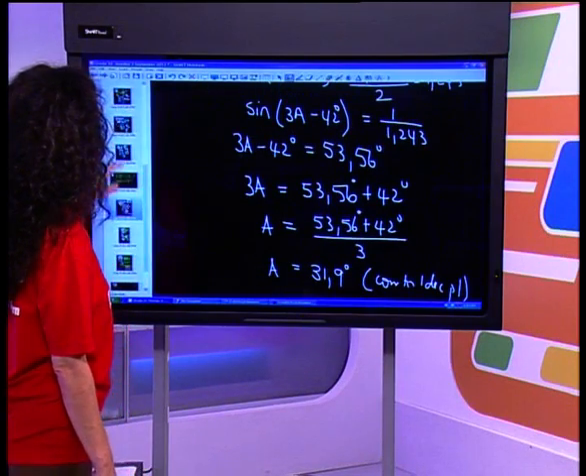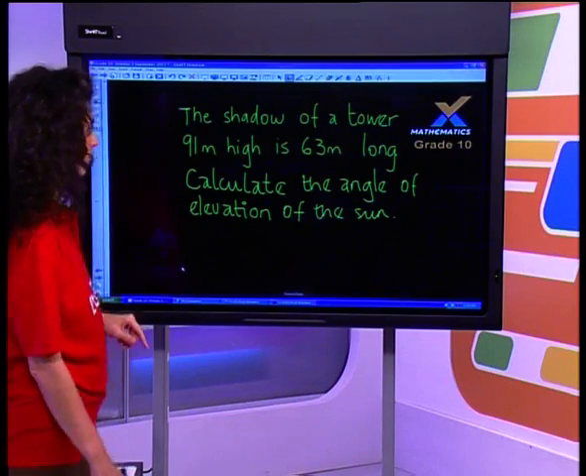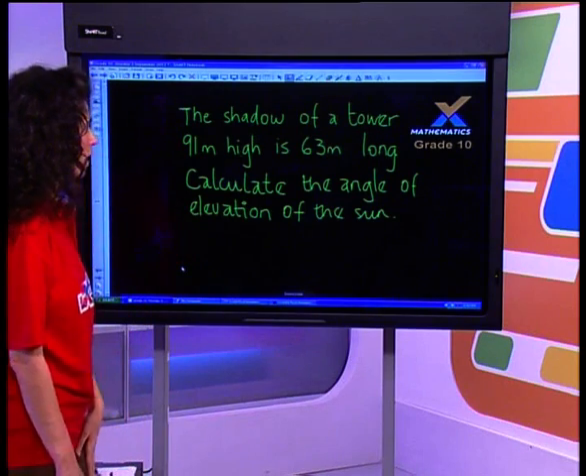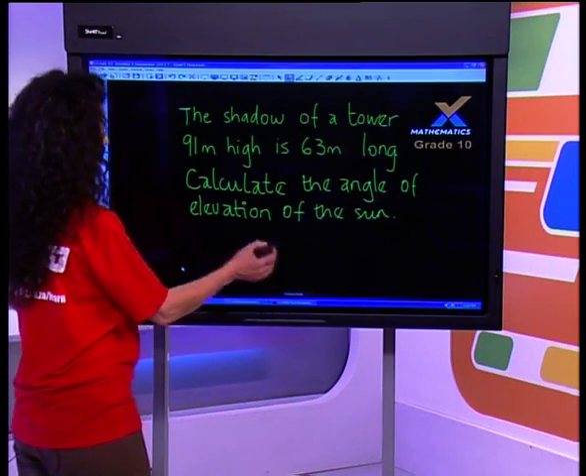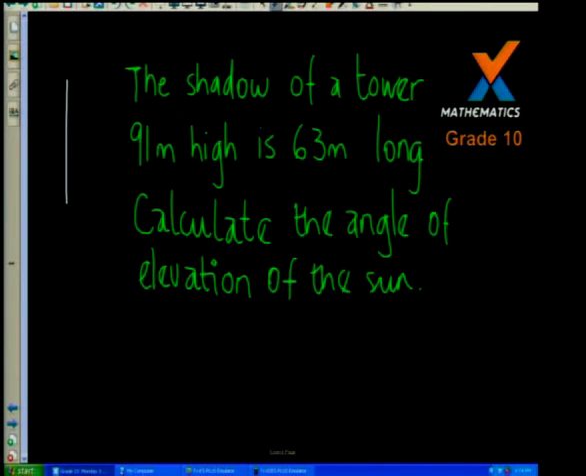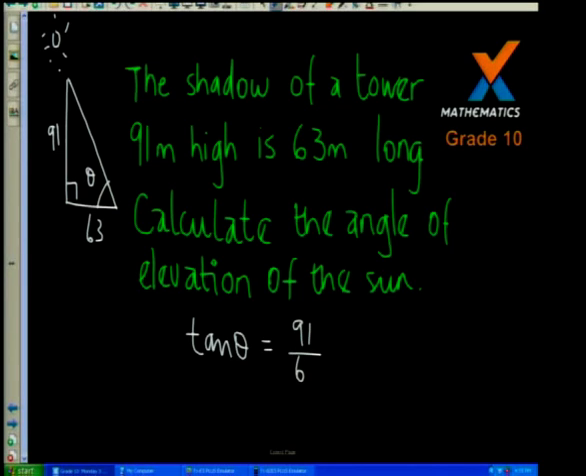Let's go back to the angle of elevation. See how many of you have been able to get that angle of elevation. What is the saying? If there's a tower and it's 91 meters high, it's going to be casting a shadow of 63 meters. And we're wanting to know what is the angle of elevation of the sun, which means we're looking up at the sun, because the sun is casting a shadow of the tower. So we'd like to know what is this theta. And that theta really is the side that's opposite and the side that's adjacent, which is the tan ratio. So tan theta is equal to 91 over 63.